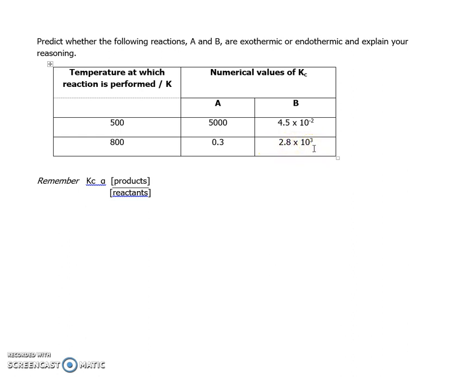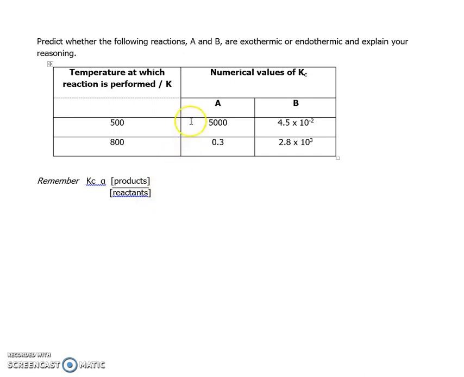Okay. One of these is an exothermic reaction, the other is an endothermic reaction. How would you deduce which is which? So you've got to remember that Kc is proportional to the concentration of products divided by the concentration of reactants. What we said was that if the value of Kc is greater than 1, then the reaction is going to lie on the product side. If the value of Kc is less than 1, it's going to rest more on the reactant side.